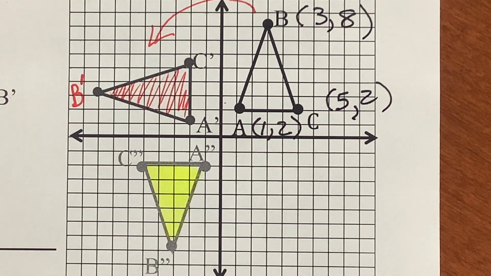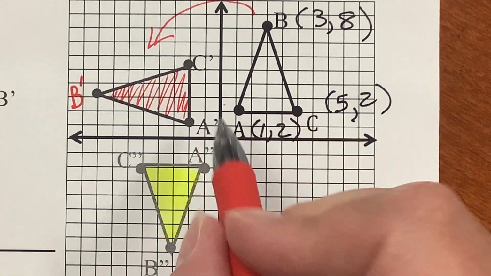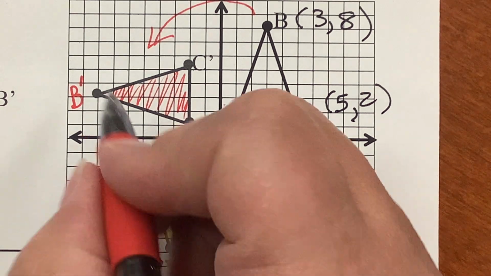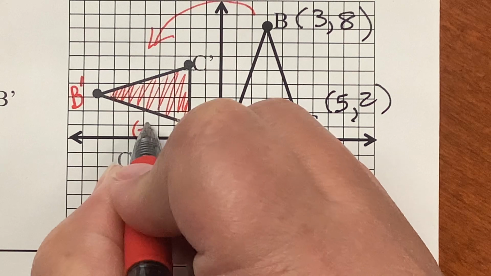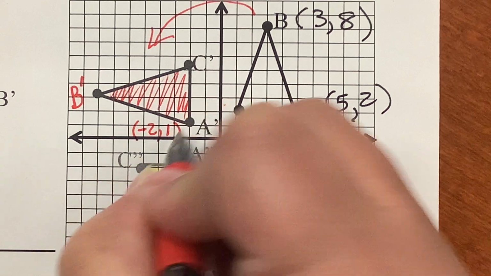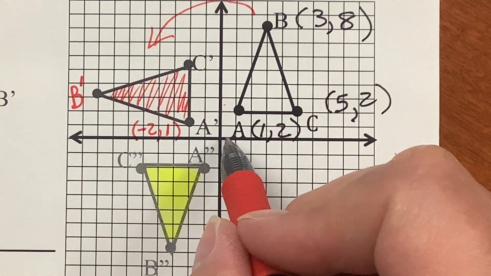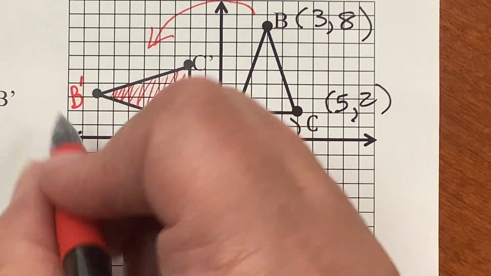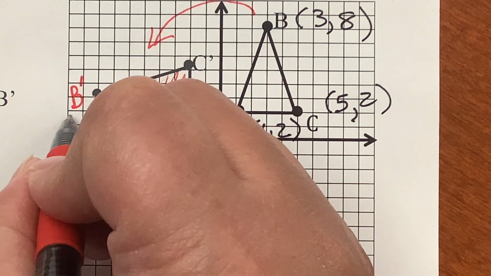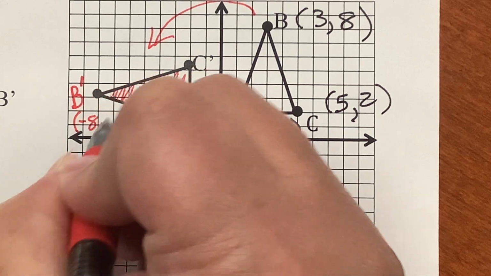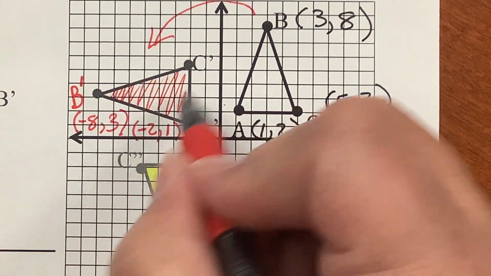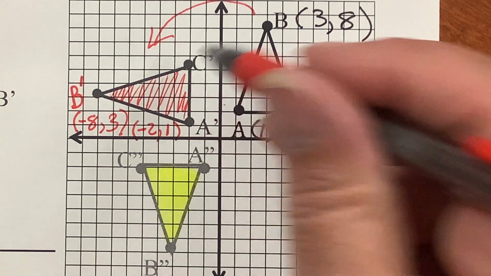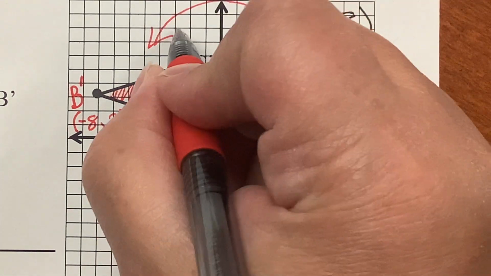Now let's take a look at the first rotation. A prime is now at -2, 1. B prime is at -8, 3. And C prime is at -2, 5.